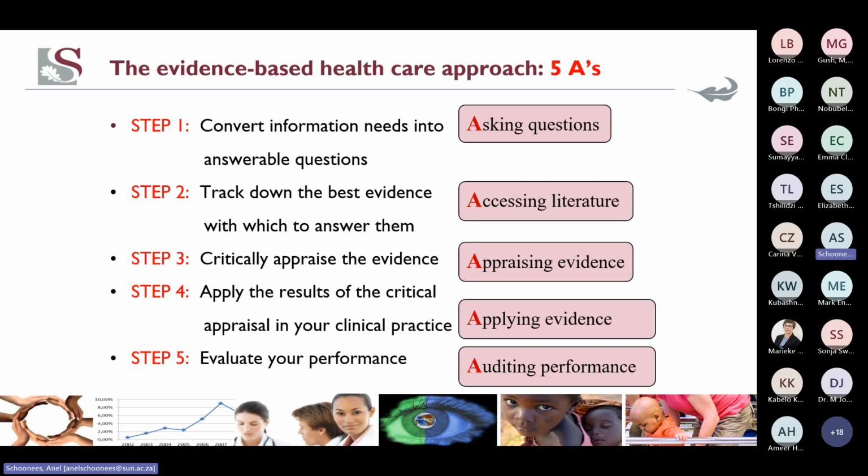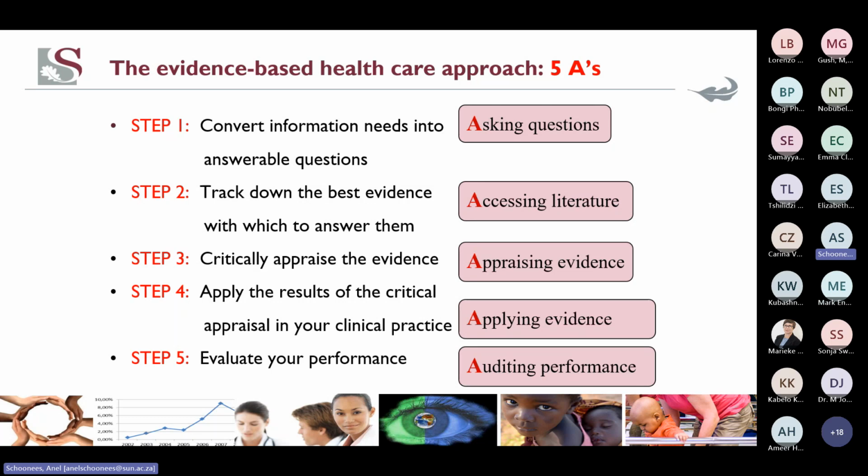So the evidence-based healthcare approach consists of 5 A's or 5 steps. The first one is you take the uncertainty and you convert it into an answerable question. Secondly, it's to search for the best evidence to answer that particular question. And then thirdly is to critically appraise the evidence, to look at the quality and to decide to what extent can we believe the findings of the results of this best evidence.